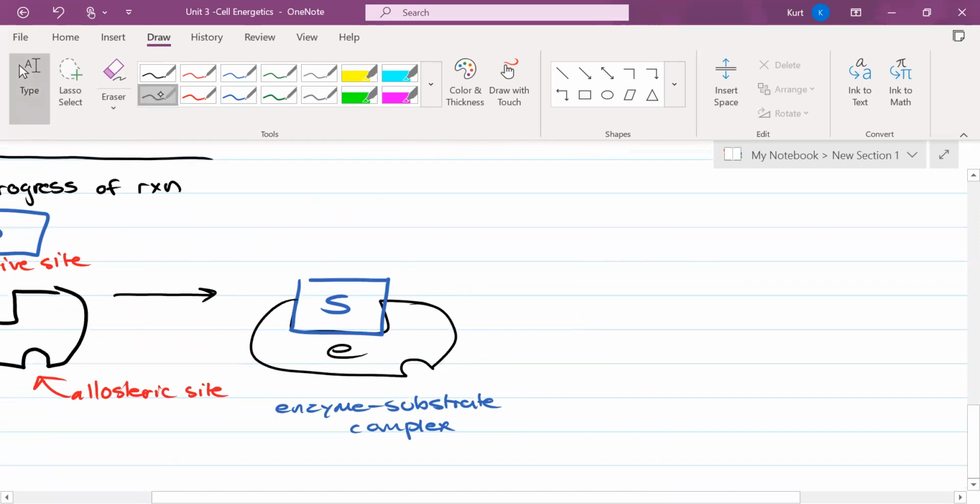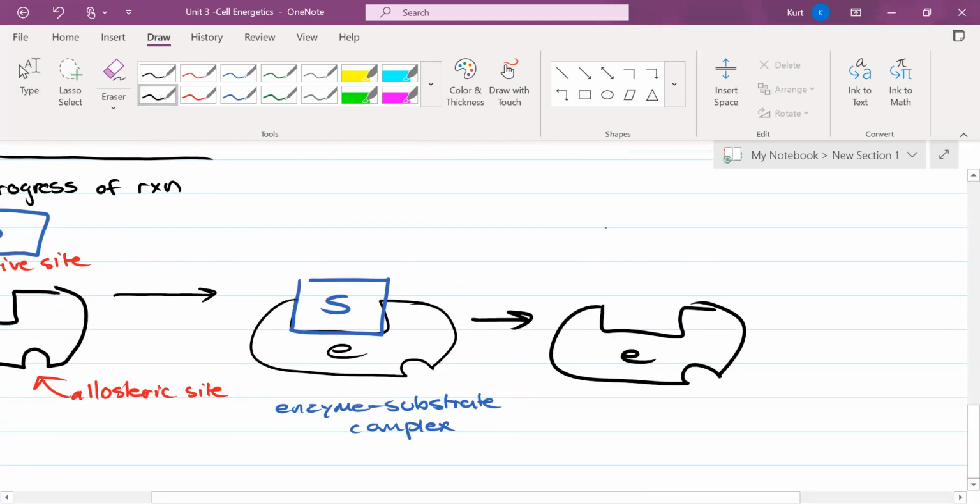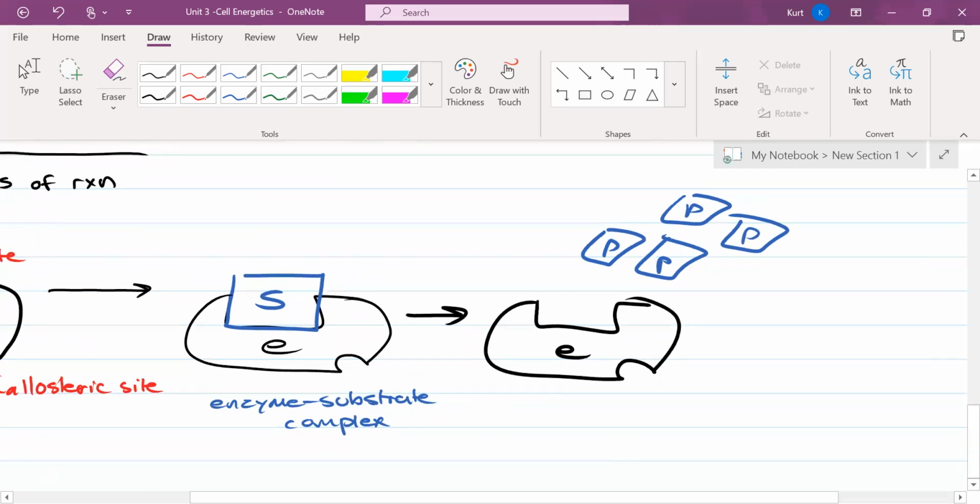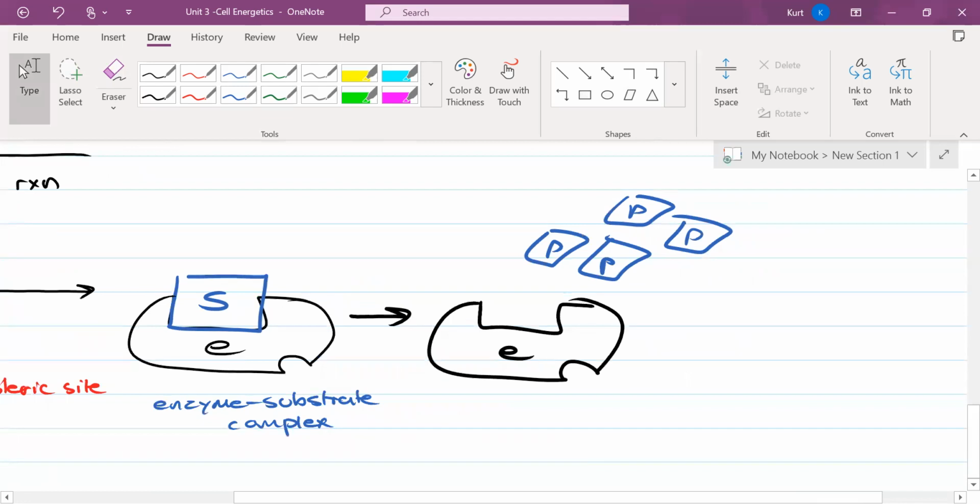And the result of an enzyme substrate complex is going to be product. So I'll put P, product, and that's going to go do whatever it's supposed to do. The enzyme does not get used up. Remember that. The enzyme does not get used up.